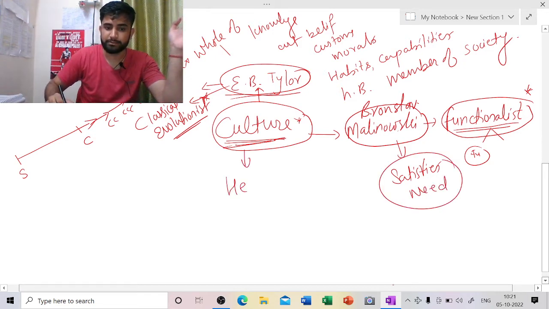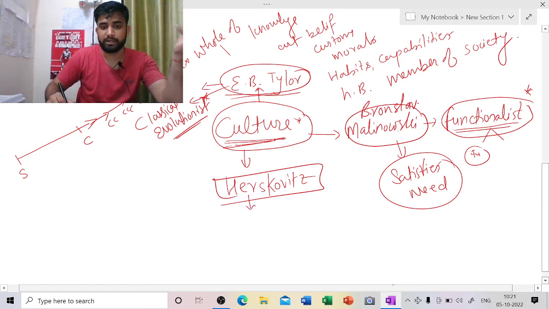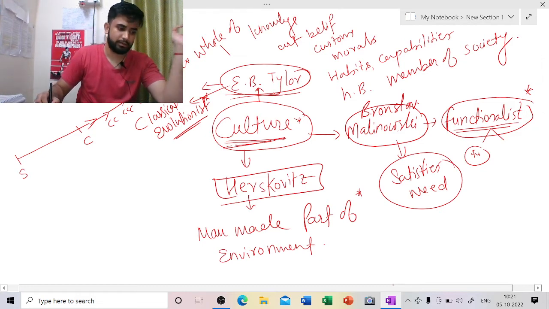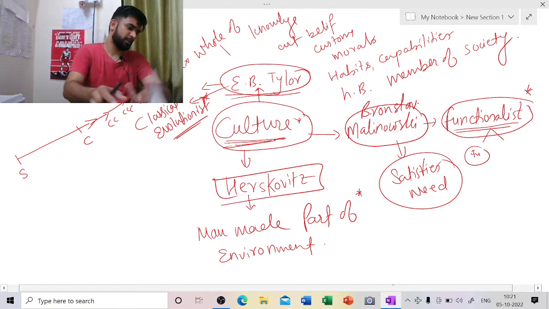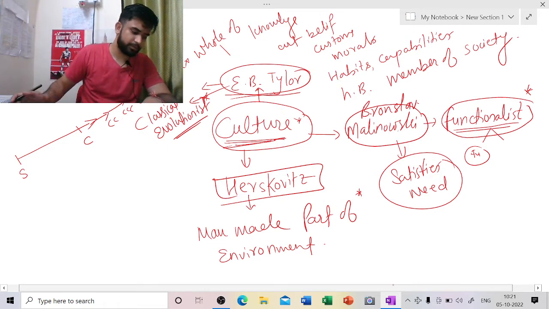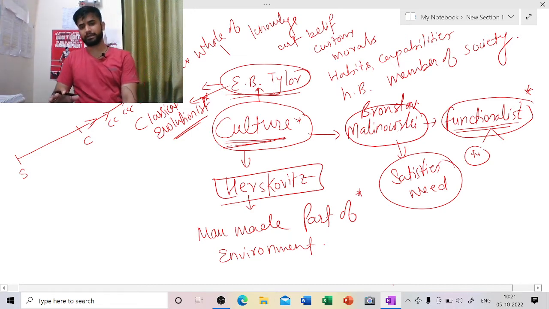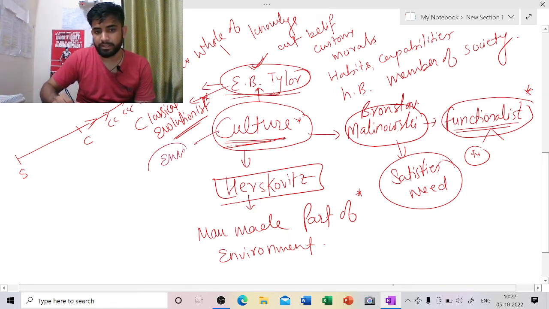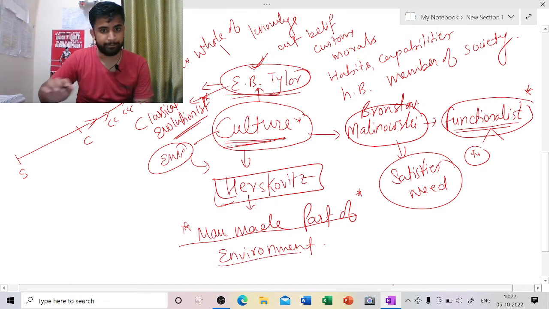Then next is Herskovits. Herskovits gave a definition of culture as the man-made part of the environment. These are some of the definitions given by social scientists. Basically, you have to understand this is all about culture. If the definition is asked, you should go with E.B. Tyler's definition. If the question is related to culture and environment, then mostly prefer the Herskovits definition: culture is nothing but the man-made part of environment, and that is it. All right, now moving forward.